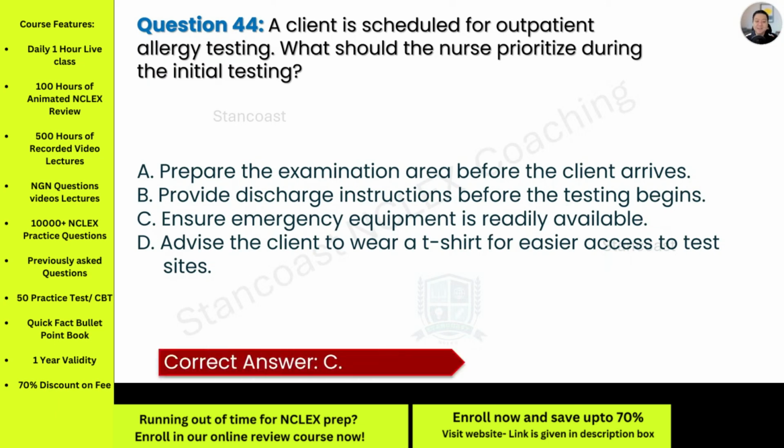The answer is letter C, because the allergy testing poses a risk for severe allergic reactions, and this includes anaphylaxis. And so you got to make sure that emergency resuscitation equipment is available readily to address potential complications immediately. Now, letter A is incorrect because this is just essential, but it doesn't really address client safety during the procedure and doesn't really help out a possible anaphylaxis response.